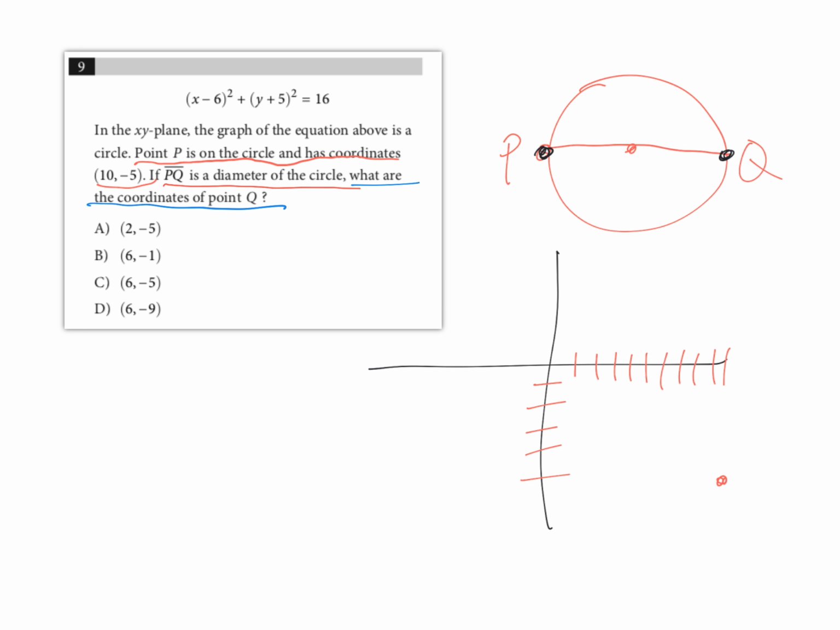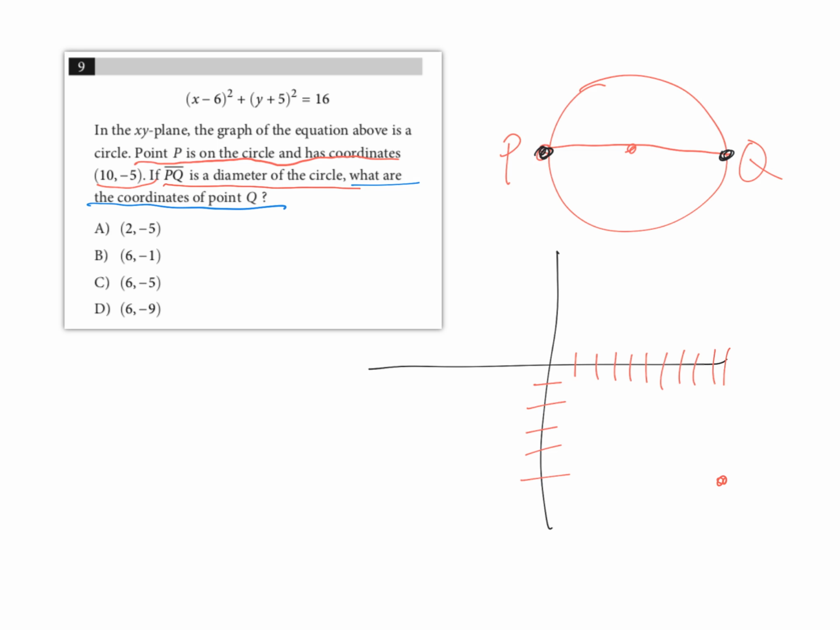I know that it's going to be a circle, and this point is on the edge. So my circle is probably somewhere around here, especially given the 4 choices I have: (2, -5), (6, -1), (6, -5), (6, -9). The circle is not going to be on this outer edge, because that would make my x value greater than 10. It has to be on this end, because all my x values, 2 and 6, are over here. So I know my circle is about that.